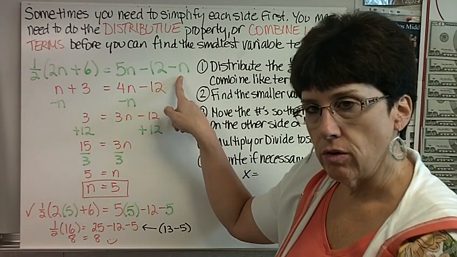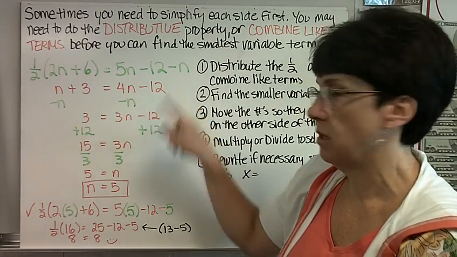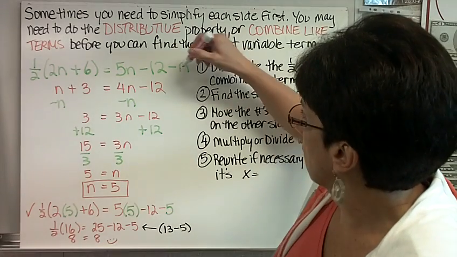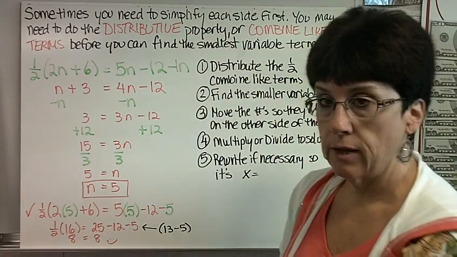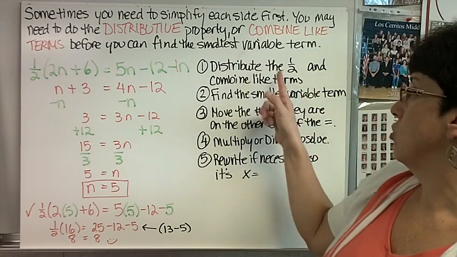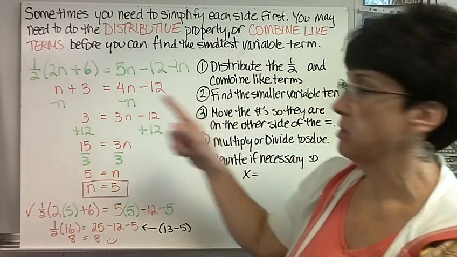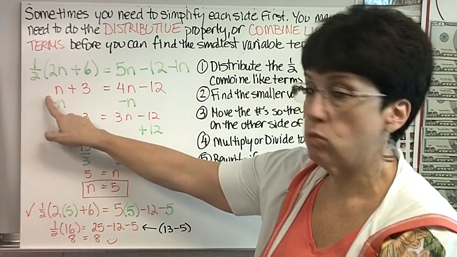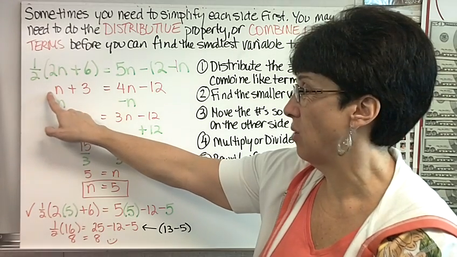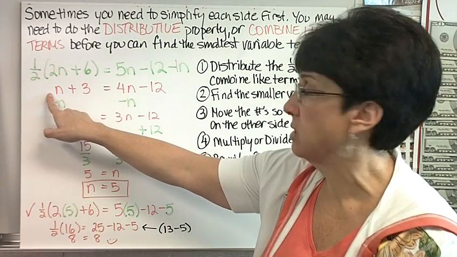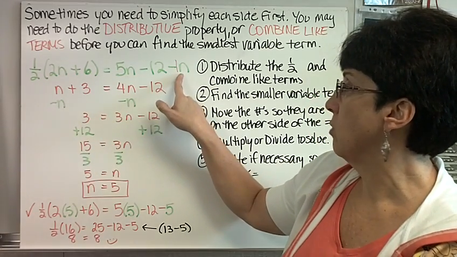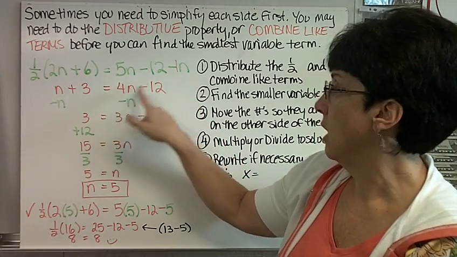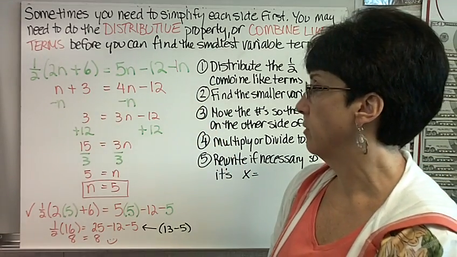How many n's are here? What's the coefficient of this n? Remember, if you'd like, you can always write a 1 to help you remember, okay? All right, so we're going to distribute the half and combine like terms. Half of 2 is 1, but I'm not going to write the 1. You can if you want to. I didn't this time. Half of 6 is 3. 5n, take away 1n is 4n, and then I just copy down the minus 12.